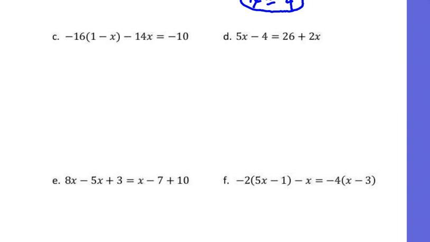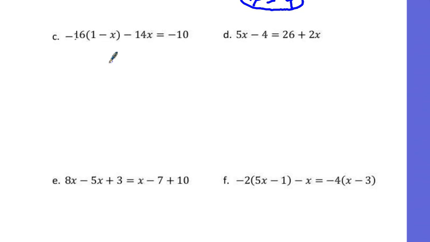Letter C has several steps in simplifying first, before we ever would get to the multiplication property of equality. First, we see the distributive property, and so we will distribute the negative 16 to the 1, as well as negative x. The negative 14x is outside of the parentheses, so that will not be multiplied by negative 16. Just what was inside the parentheses.